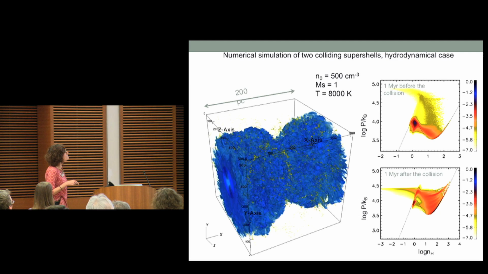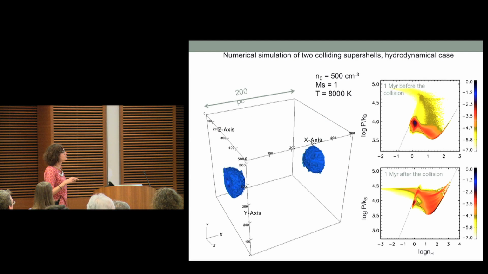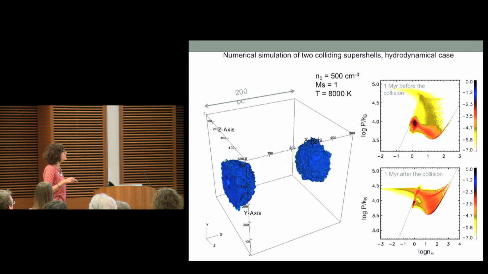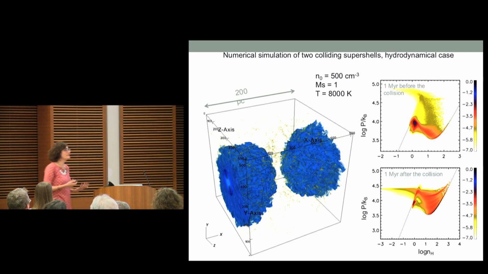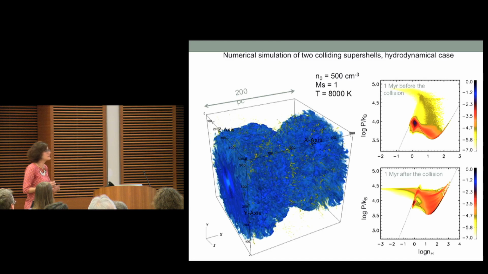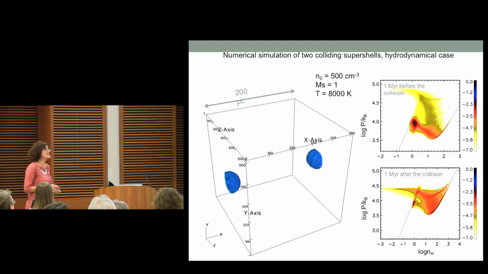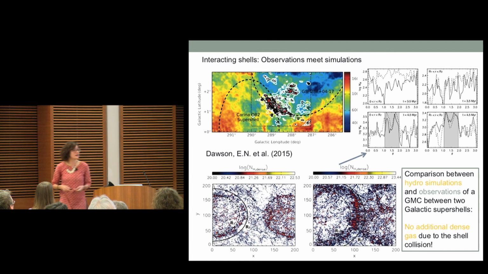Now, after the shells collide, you see that a lot of the gas is in the unstable regime. And actually, when we zoom in, we find that we destroy a lot of the cold clumps that we created on the surface of the shocks. So it's not necessary that the collision will help make new or denser gas. And this is something we started investigating with Joanne.